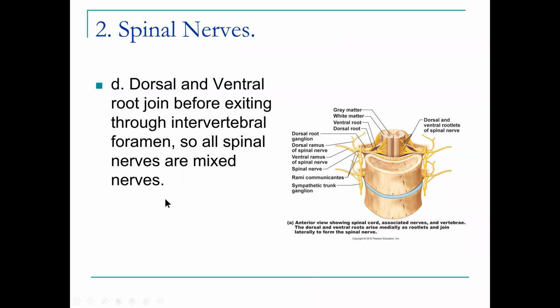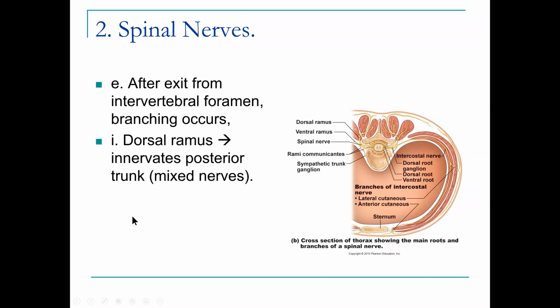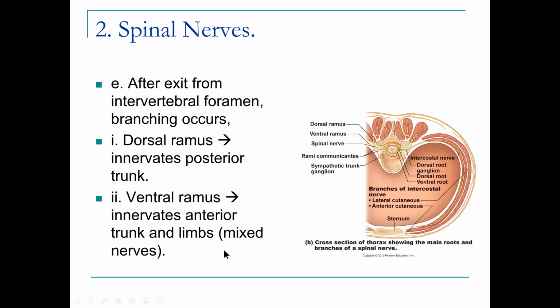So dorsal root joins exit mixed nerves. Spinal nerves are mixed. After exit, branching occurs. We're going to have a dorsal rami, which is going to innervate the posterior trunk. They're mixed nerves. Okay. Motor and sensory. So once it comes out, it's not going to branch back into those same roots, okay? It's going to come out and it's going to branch as a mixed nerve, okay? It's going to have motor and sensory fibers. The dorsal ramus is going to go to the posterior trunk, and the ventral ramus is going to go to the anterior trunk and the limbs, and it is a mixed nerve.